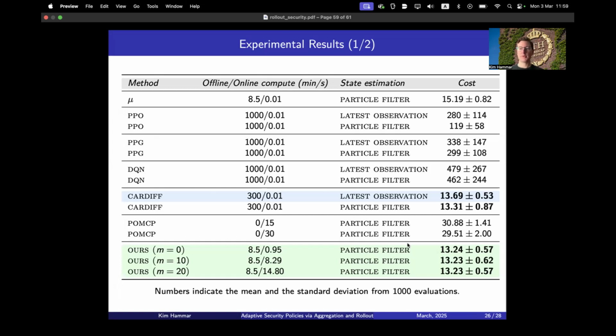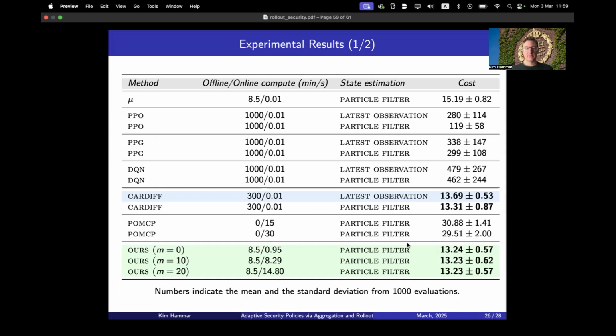So if you start from the top, we have the base policy mu. Then we have 3 deep reinforcement learning baselines, PPO, PPG, and DQN. And then we have the previous state of the art, called Cardiff, which is a deep reinforcement learning method based on PPO that was specifically designed for Cage2. So it is basically PPO with certain heuristics. And then we have POMCP, which is a Monte Carlo tree search method for POMDPs. And finally, we have our framework with 3 different rollout horizons. So 0, 10, and 20.